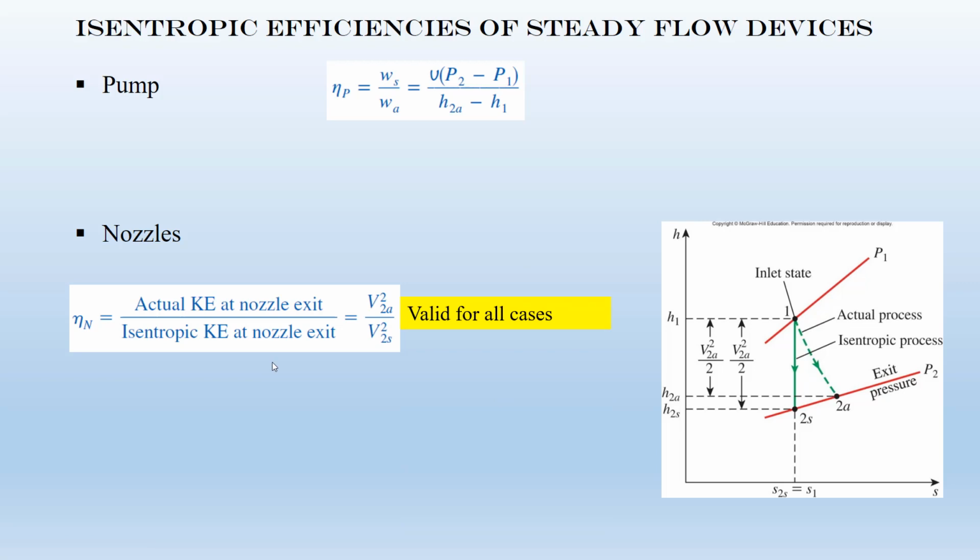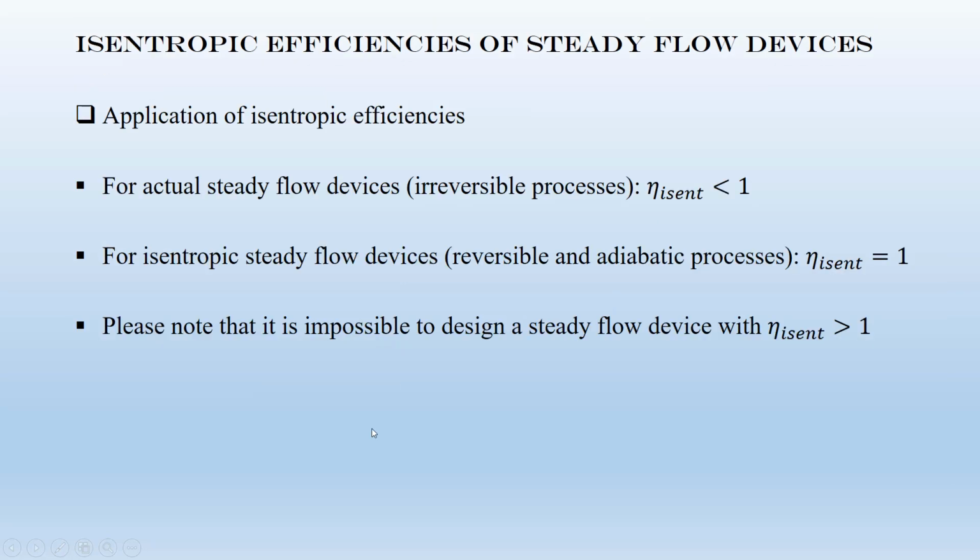If we assume that the inlet velocity is negligible in comparison with the exit velocity, then we can prove that you can use this equation to calculate the isentropic efficiency of nozzles by using the enthalpies. Again, H1 is the enthalpy at the inlet of the nozzle, H2A is the enthalpy at the exit of the actual nozzle, and H2S is the enthalpy at the exit of the isentropic nozzle. So, what is the application of isentropic efficiencies?